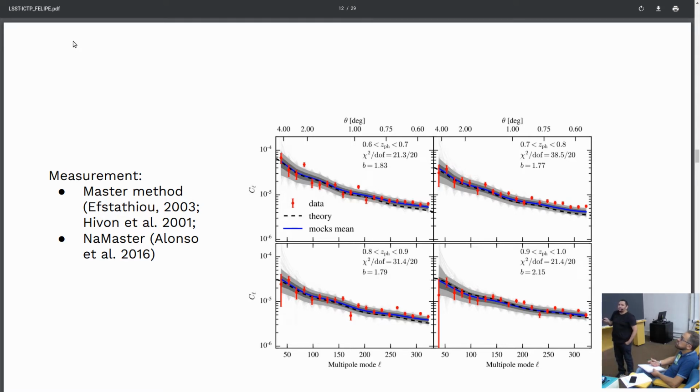We measured those 1,800 mocks using the MASTER method, in particular the MASTER by Davi Alonso. And here we can show the variations of the mocks. In the gray, the darkest gray is the 1 sigma variation, and the lightest gray is the 2 sigma variation. The blue is the mean of the mocks, and the red is the theory, the data, which seems to work very well with the mocks.